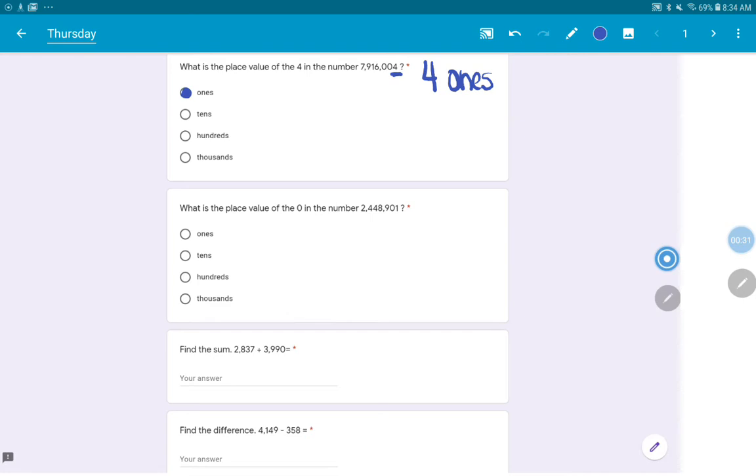What's the value of that 4? Christopher? Ones. It's 4 ones. So what's the value? 4. Very good. What is the place value of the 0 in the number 2,448,901? Here's the 0. What's the place value, Olivia? Tens.